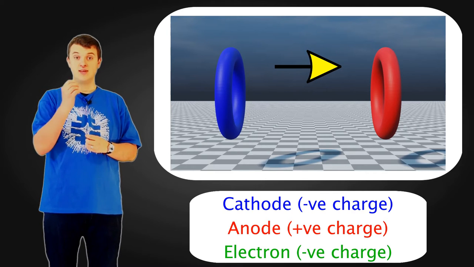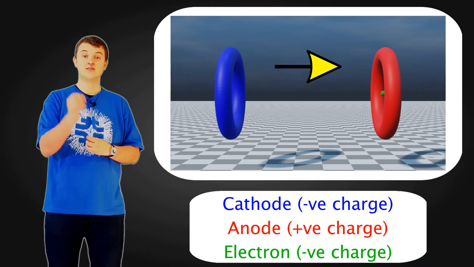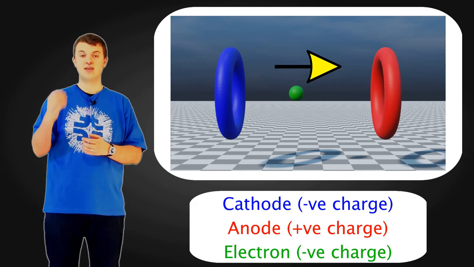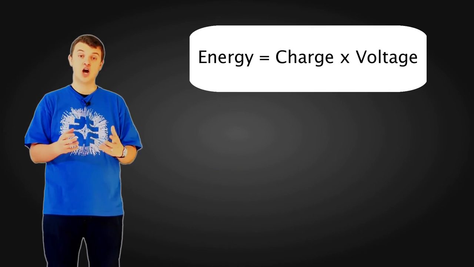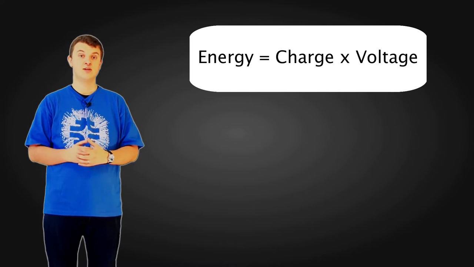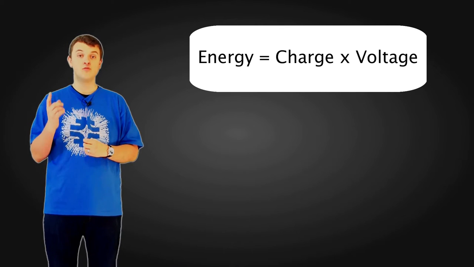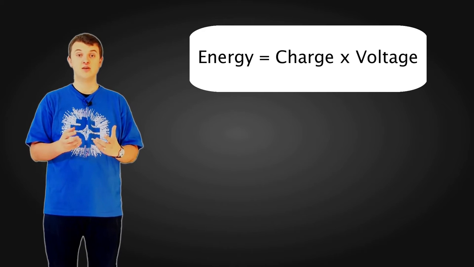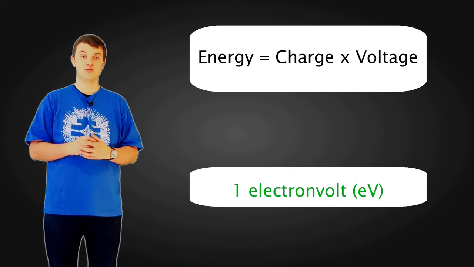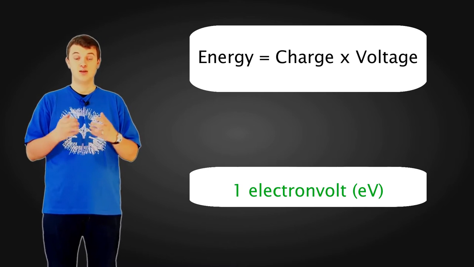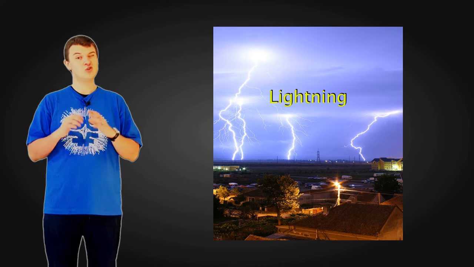If there's an electron in that field, it will be attracted to the positive charge and repelled from the negative charge. The amount of energy that's gained is equal to the charge multiplied by the voltage. So an electron in 1 volt gains an amount of energy we call 1 electron volt, 1 eV. Increasing the voltage increases the acceleration, but you can only increase the voltage so far until even the air breaks down and conducts electricity. And at that point, you get lightning, so not exactly very safe.